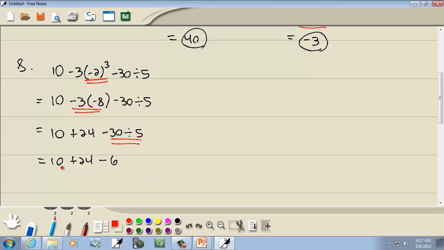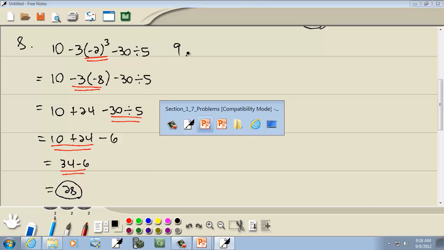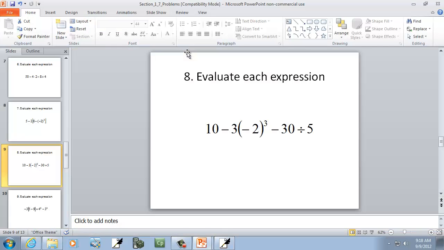And Sally, addition and subtraction. Well, here's our first addition and subtraction. 10 plus 24 is 34. And still on the Aunt Sally addition and subtraction part, 34 minus 6 gives us 28. Let's look at another one.